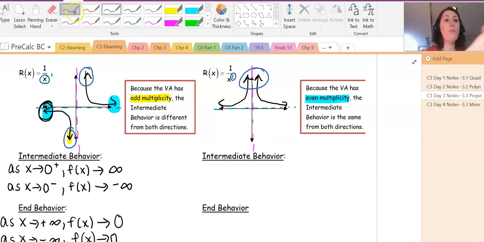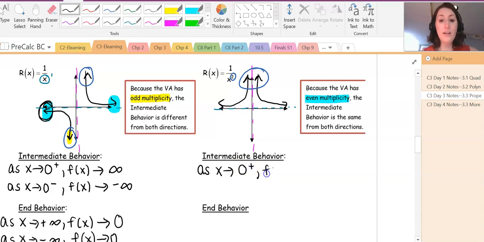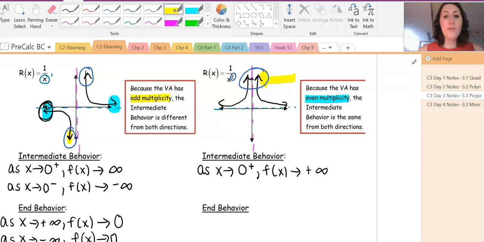All right, so when we do our intermediate behavior, as x approaches, our vertical asymptote is still 0 from the right, f of x approaches. Okay, so as we're coming from the right, what's your arrow doing? It's going up. So it's approaching positive infinity, or you can just say infinity. And as we approach 0 from the left, it's still going up.